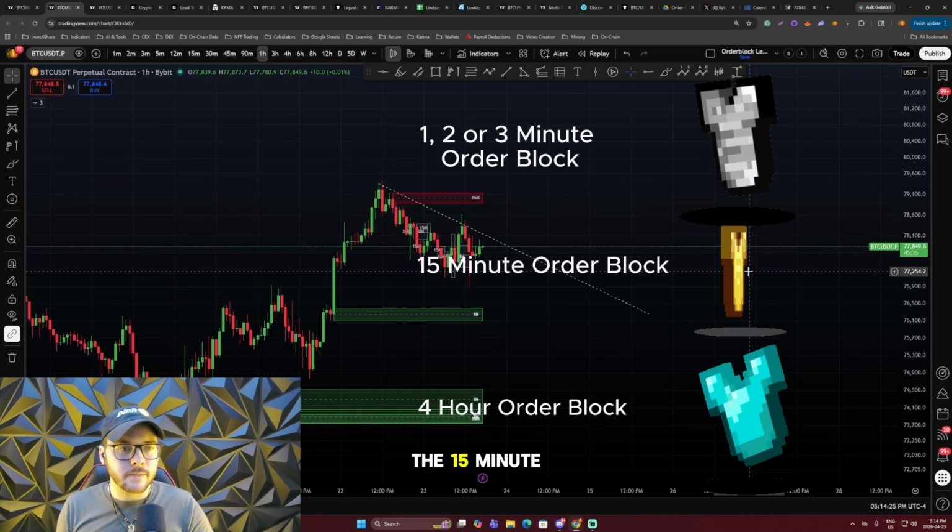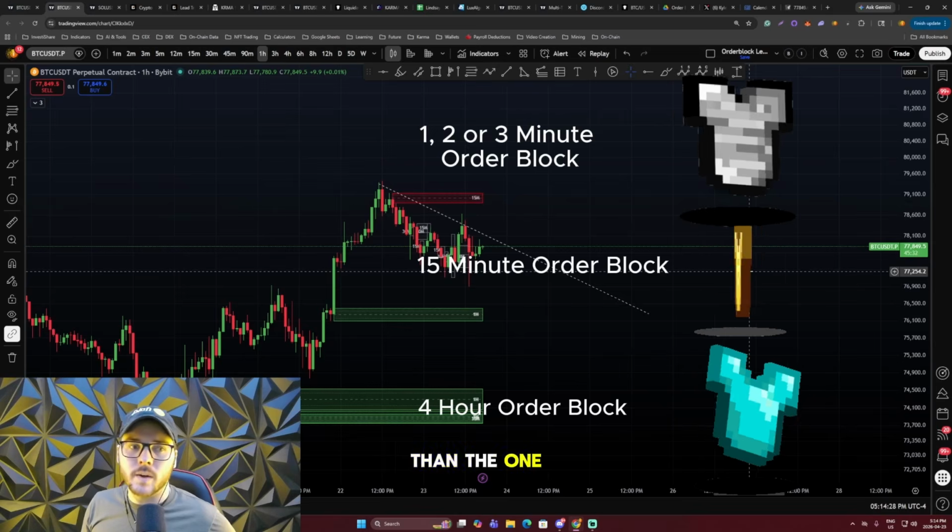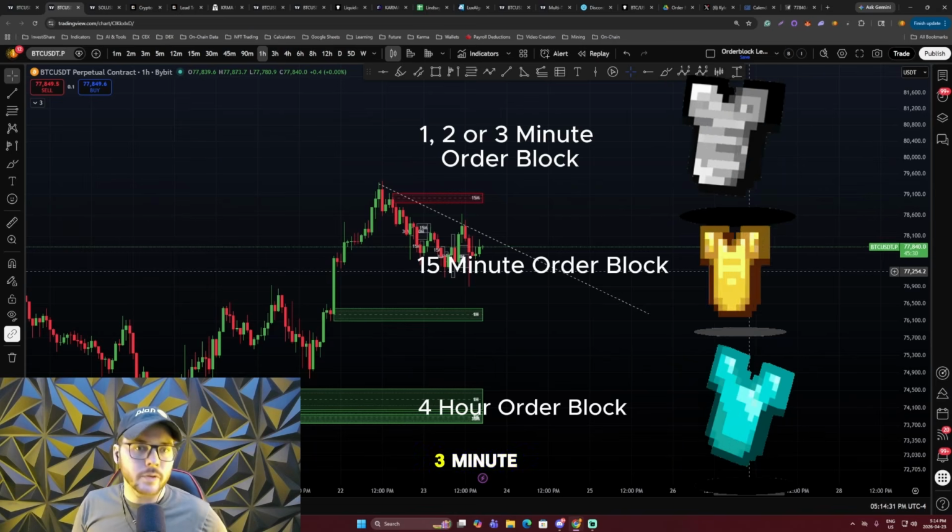If you see one on like the 15-minute, it's definitely going to be stronger than the one that you'll see on like the 1 or 2 or 3-minute.